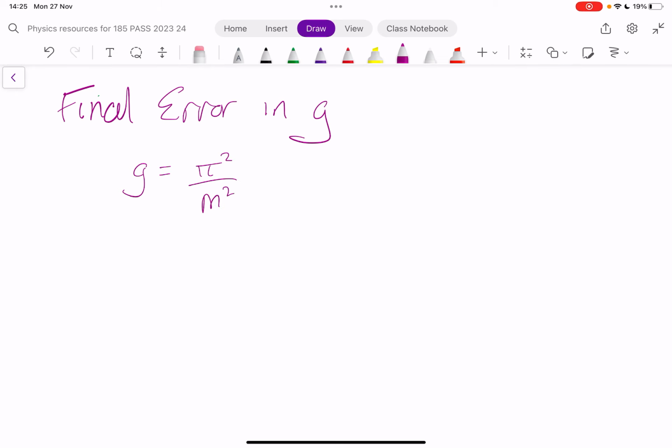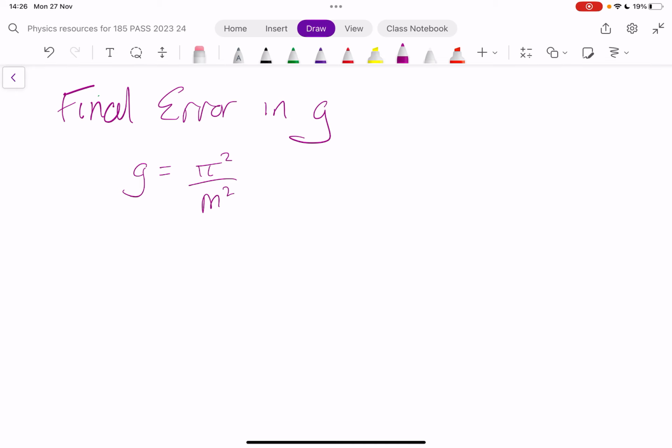Pi squared doesn't have an uncertainty. Just make sure that you use enough decimal places for pi that it doesn't cause a rounding error. But you're probably not likely to be working in more than 3 or 4 decimal places, so 3.14 squared is probably fine. Better still, just use the button on your calculator and you've got plenty to go at.